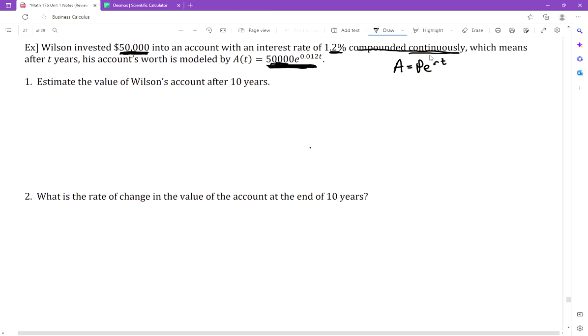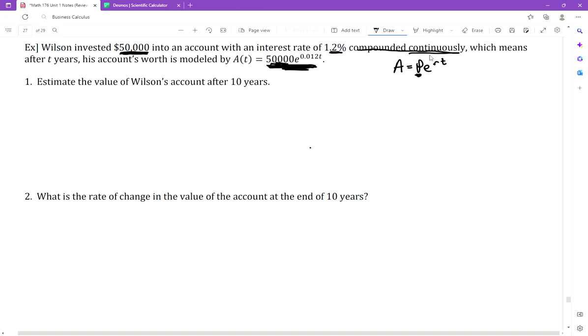We know it's that form where P is the present value or principal, so the investment amount, and r is the interest rate converted to a decimal. Then t is t, and I just chose A instead of A of t. So this means after t years, his account's worth is modeled by this function.